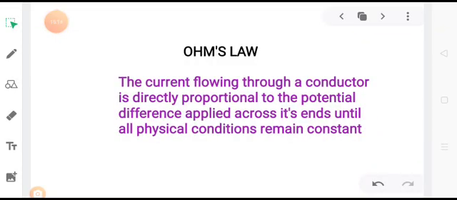The statement of Ohm's law is somewhat like this. The current flowing through a conductor is directly proportional to the potential difference applied across its ends until all physical conditions remain constant. Now, with physical conditions, we mean temperature, pressure, and dimensions of the wire. Until all these physical conditions remain constant, the current flowing through a conductor is directly proportional to the applied potential difference. Now, mathematically, V is proportional to I.